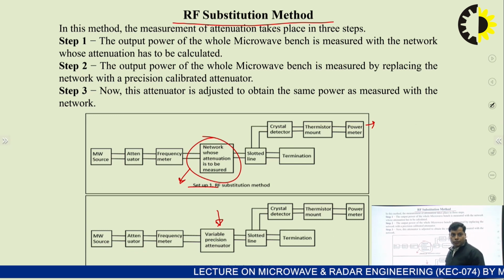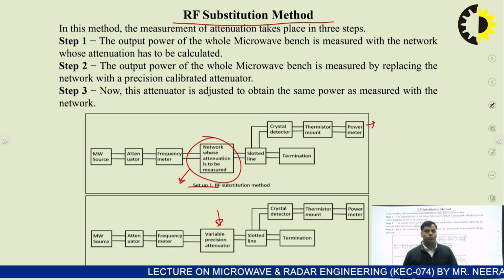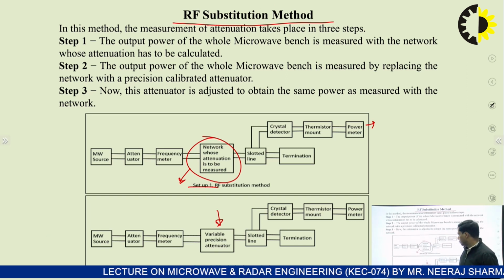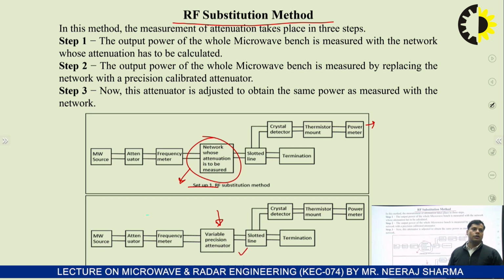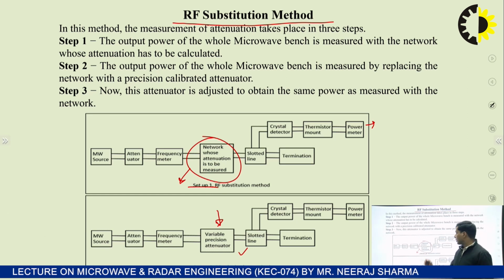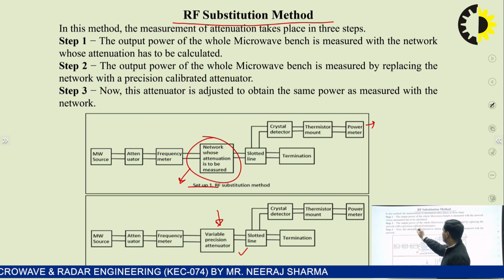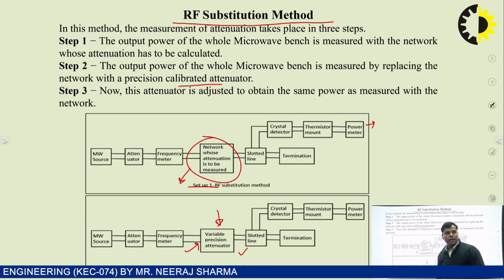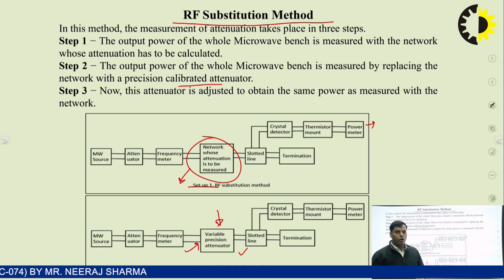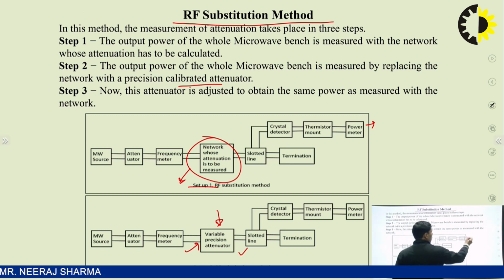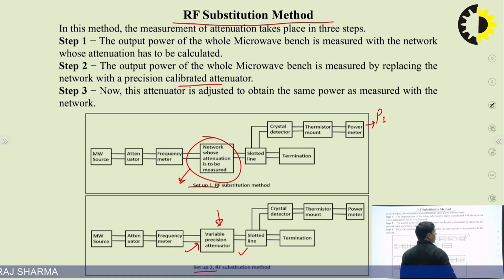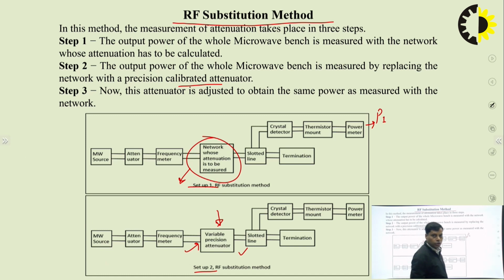Now from setup 1, and then again from setup 2, we will calculate the power. The output power of the microwave test bench is measured by replacing the network with a precision calibrated attenuator. Let's say its value will be P1, the attenuated value, and we get some value here.